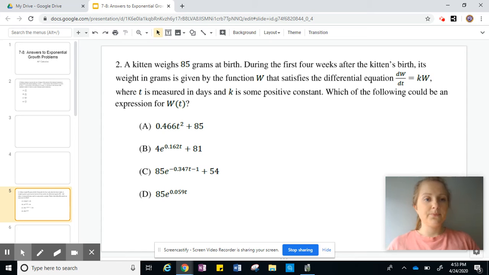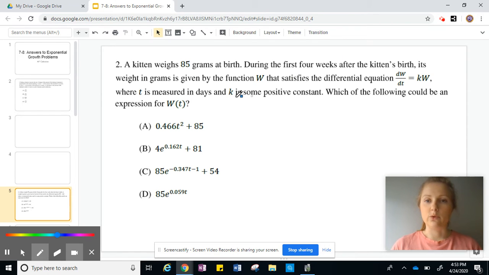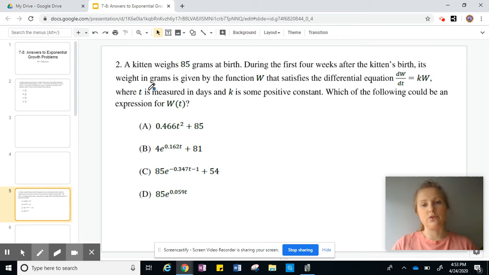All right, next one. A kitten weighs 85 grams at birth. During the first 4 weeks, its weight is given by the function W that satisfies the differential equation dW over dt equals k times W, where t is measured in days and k is some positive constant. Which of the following could be an expression?